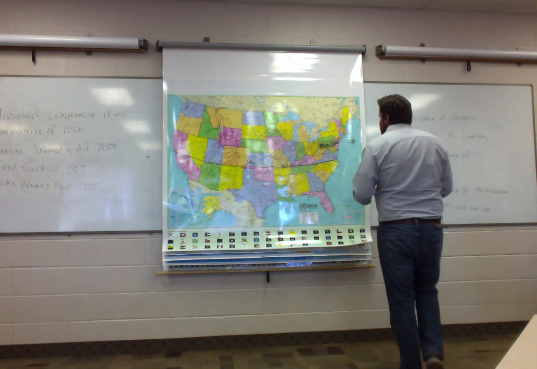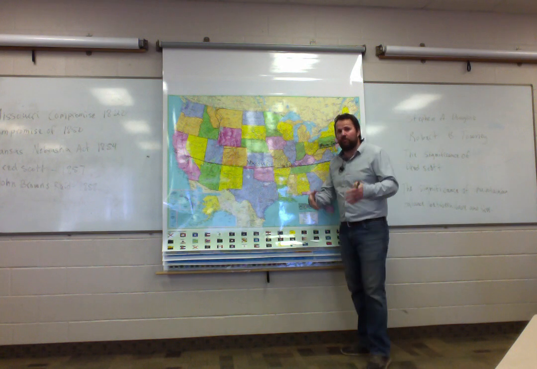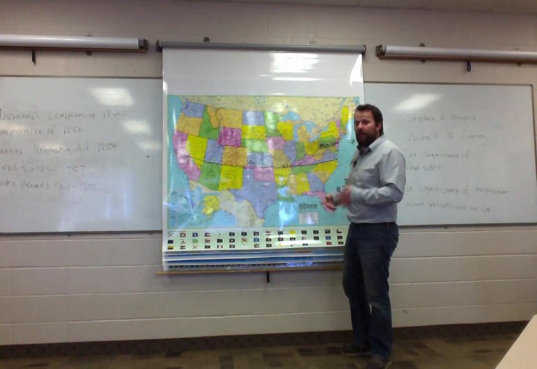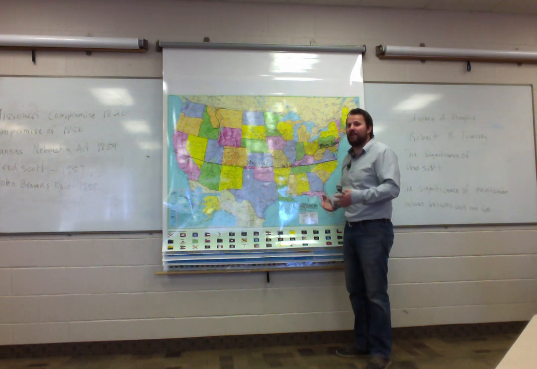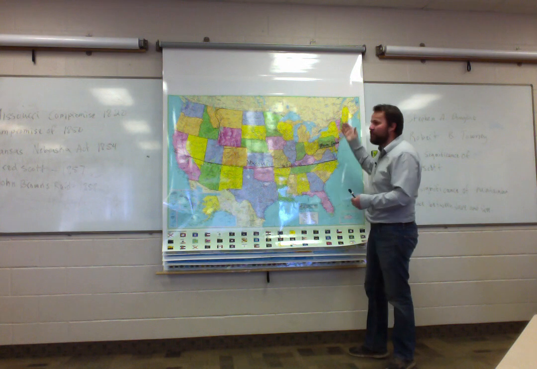So the South is desperate to get Missouri in, which was voting to become part of the Union at this point in time. It was a territory. They were desperate to get it in as a slave state because they had to maintain this balance, because Maine was coming in as a free state.